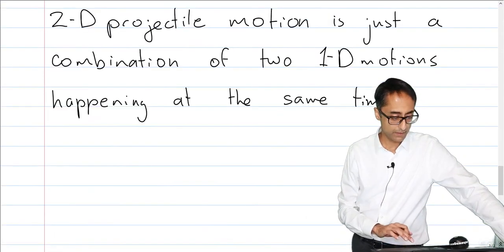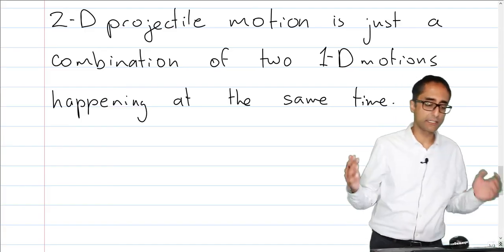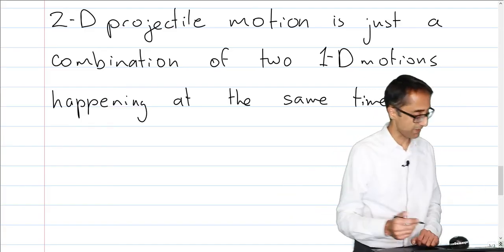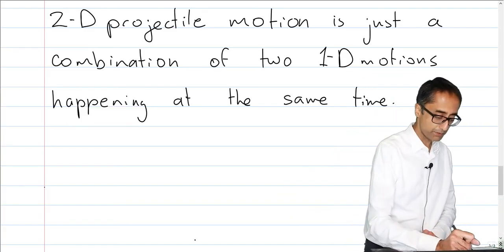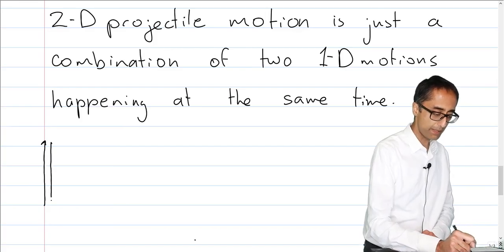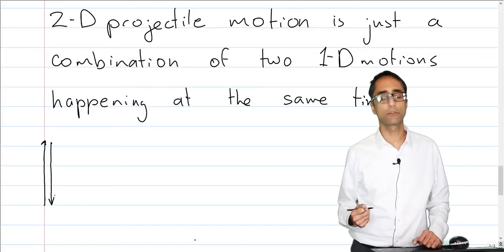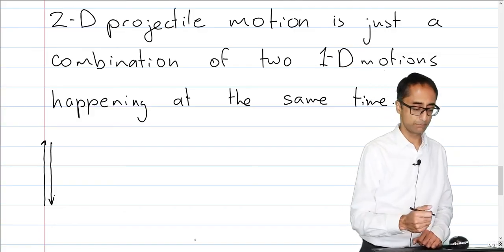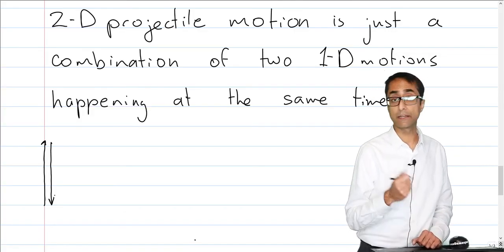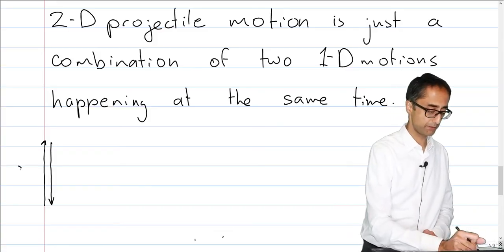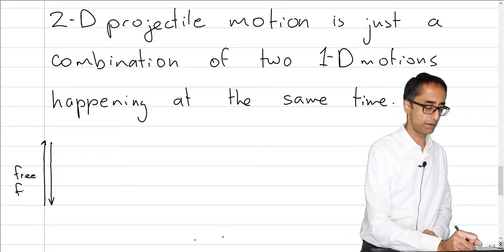It's going to be the key to solving so many of the projectile motion problems that we encounter. And so what does it take? What two 1D motions am I talking about? Talking about free fall, going up and coming back down. Normal free fall motion, if I was to throw something up in the air and catch it at the same height. So let's write that, free fall.